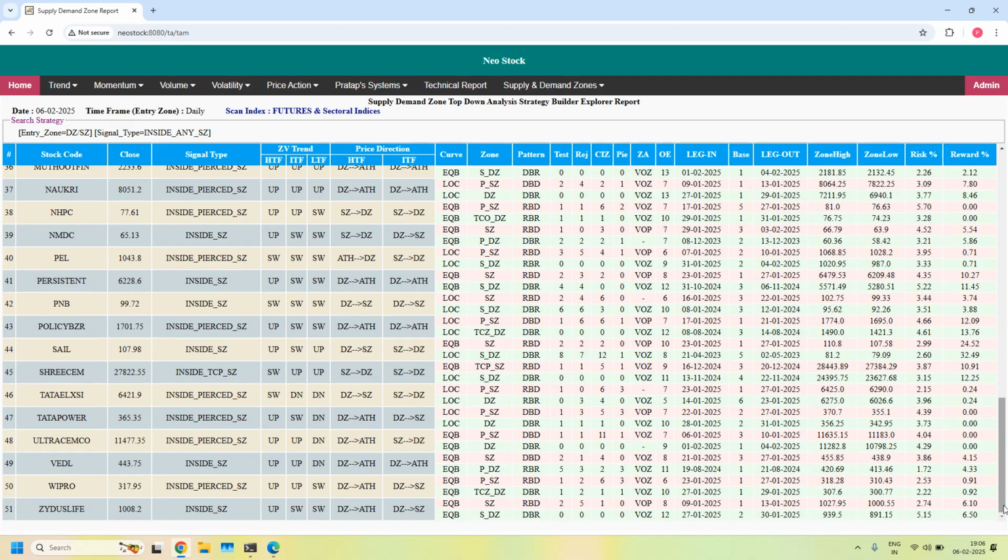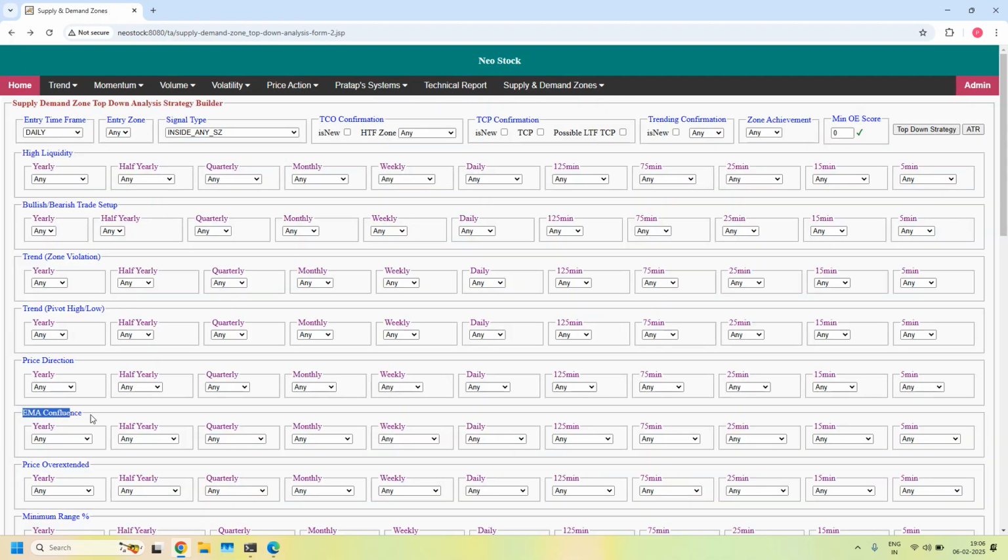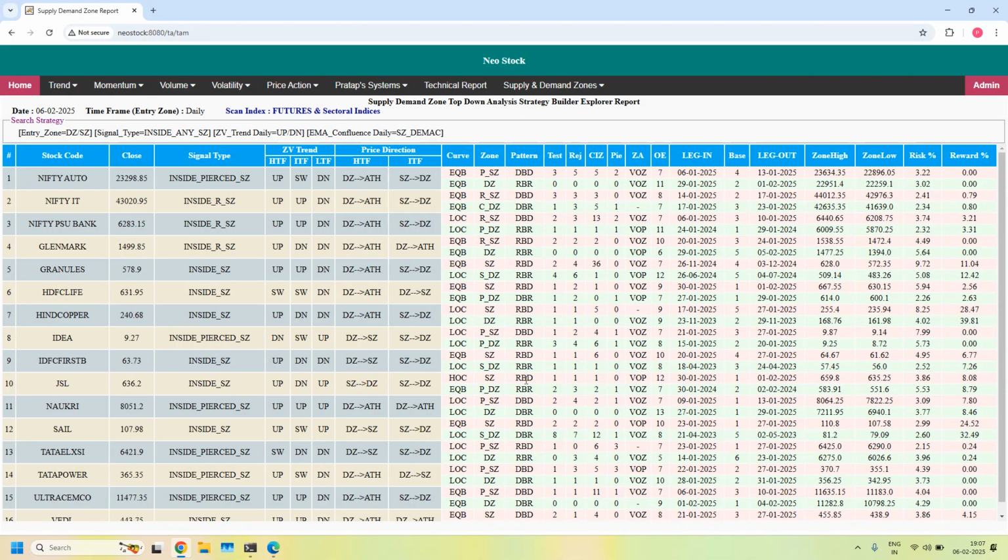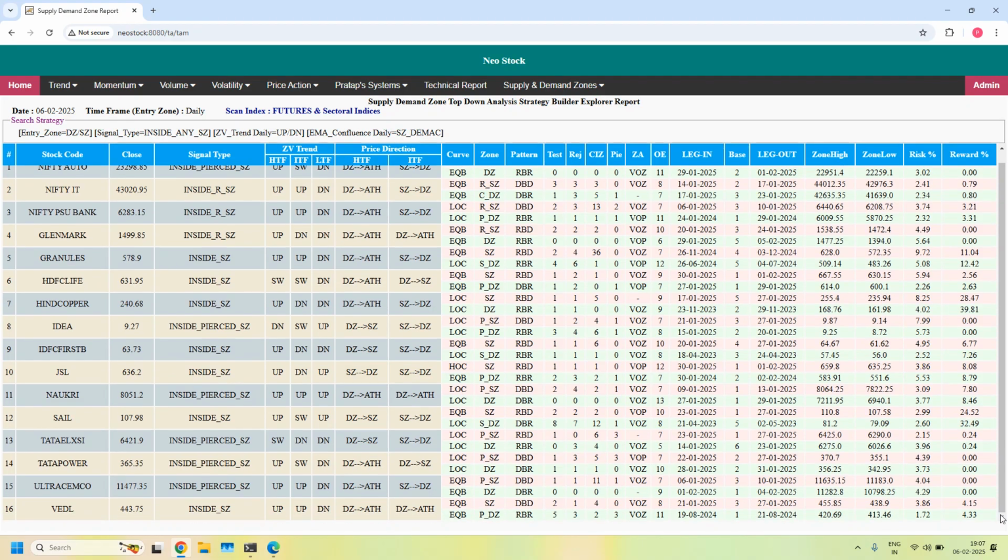Out of these 51, how many daily supply zones are having daily EMA confluence? Let us verify. So in the EMA confluence at a daily time frame, daily supply zone having daily EMA confluence filter is enabled, and the trend on daily time frame is either up or down. With these filters, we got 16 stocks. So first 15 stocks in the list. Scrolling the list down. So total 16. So this is about the daily time frame.